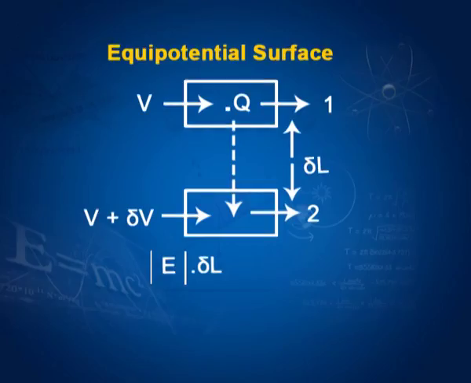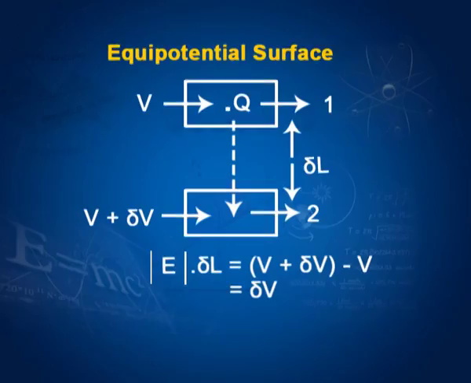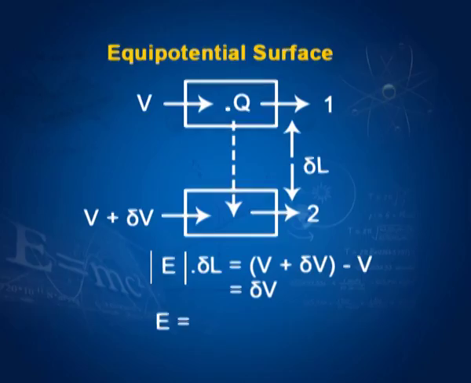What is this equal to? This is equal to the change in potential a charge has to undergo while moving from 1 to 2. So it is V plus delta V minus the potential here, that is V, which gives simply delta V. Now, what will be the relationship between E, V and L? It comes out that E is equal to delta V divided by delta L. It is quite comfortable to have this one.